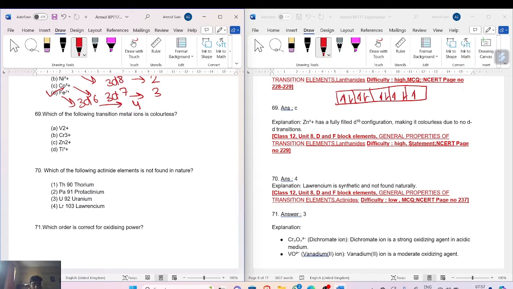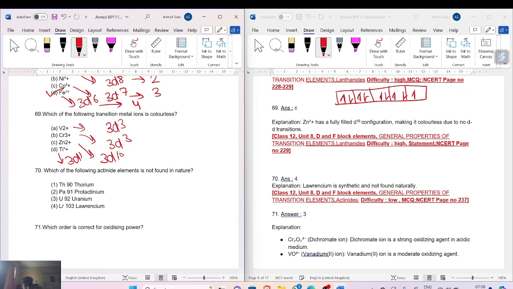So vanadium 2+. Vanadium means atomic number 23, so we remove 2 electrons and it becomes 3d3. For chromium 3+, the electronic configuration of chromium is 4s1 3d5, so it will also become 3d3. Now for zinc 2+, it will become 3d10. And for titanium 3+, it will become 3d1.